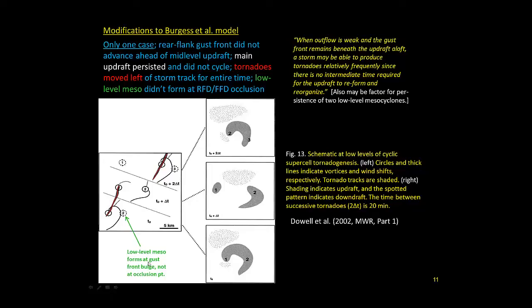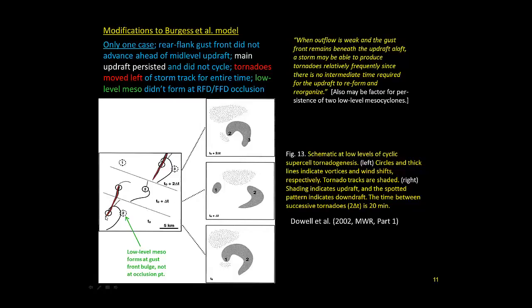They noted that the low-level meso tends to form at the gust front bulge and not the occlusion point, which would be back in here. So that was one difference they noted. They also noted that the main mid-level updraft mesocyclone persisted and didn't go through a cycling.